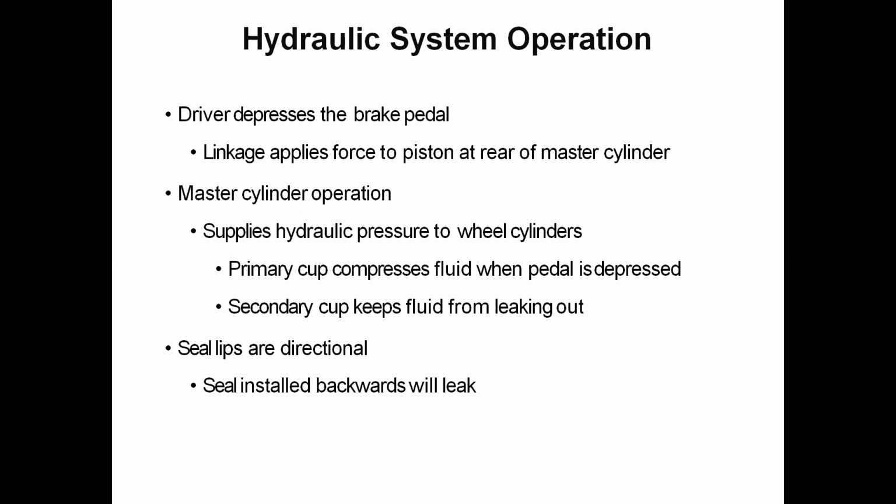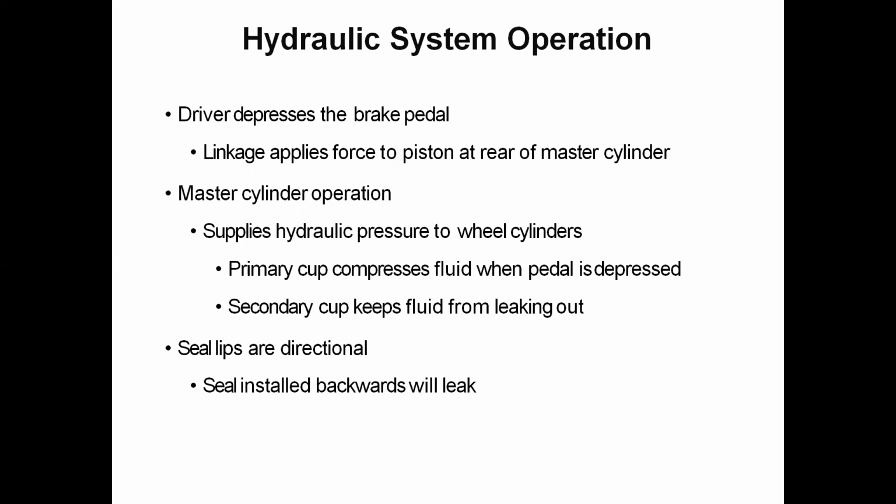The fluid is passed through the pipelines to the wheels of the vehicle, and at each wheel there is a slave cylinder, which expands. There are brake shoes or brake pads, and these brake shoes and brake pads contact the wheel surface to stop or reduce the vehicle speed. Okay, so that is the overall operation.